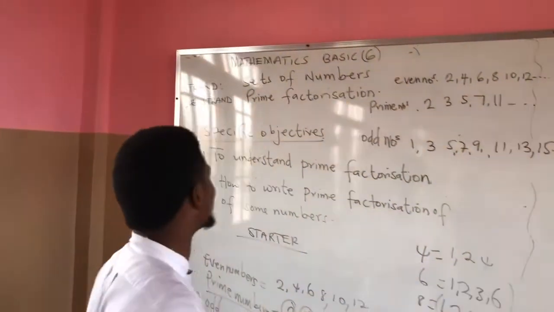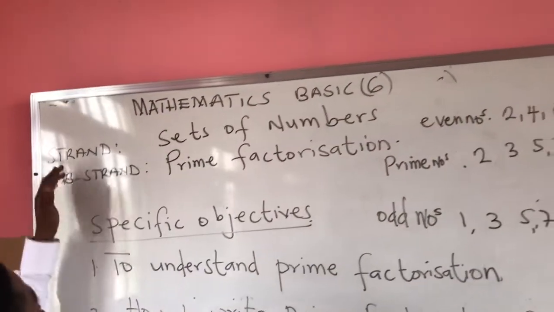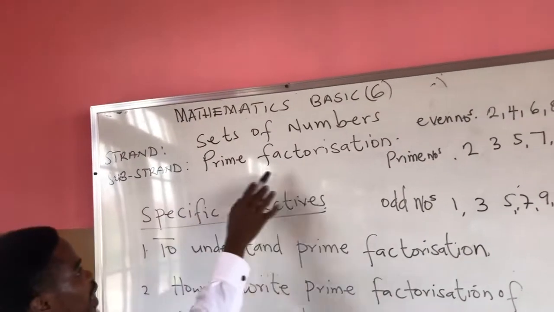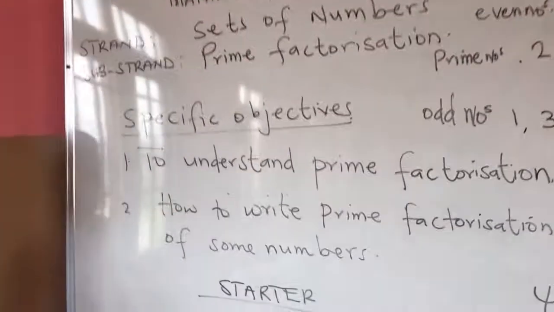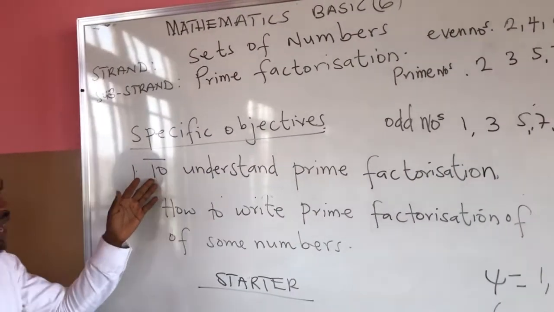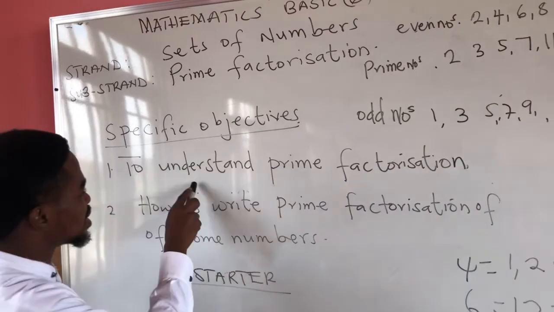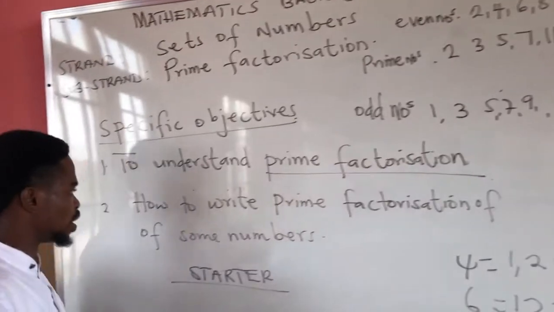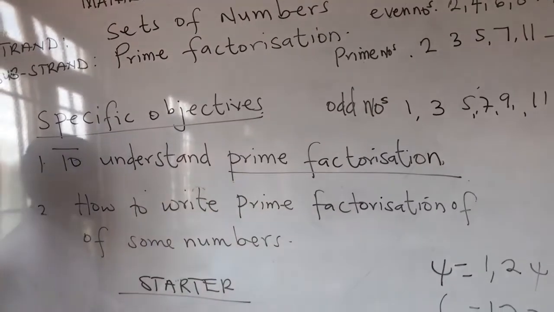Today we have mathematics for class 6, and the strand is set of numbers and the substrand is prime factorization. Before then, let us look at our specific objectives of the day. At the end of the day, we should be able to understand the word prime factorization, and also know how to write prime factorization of some numbers.